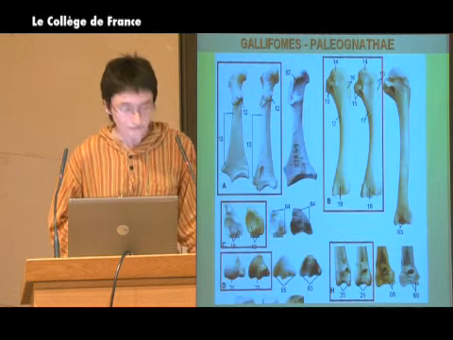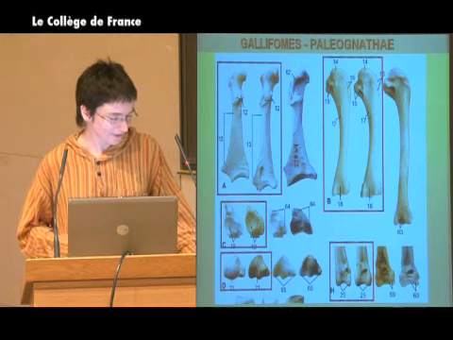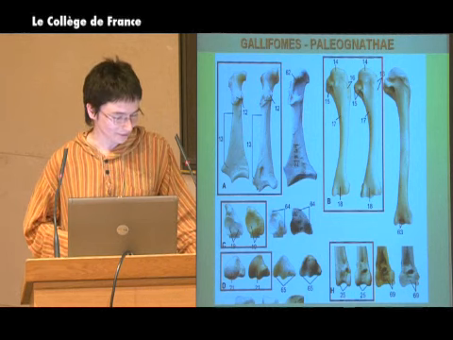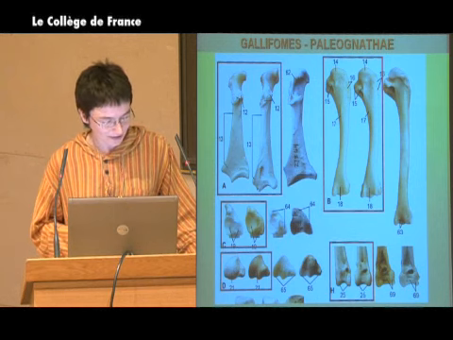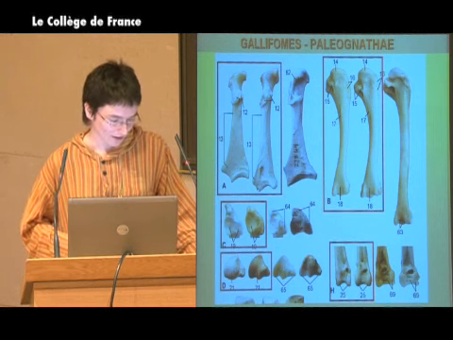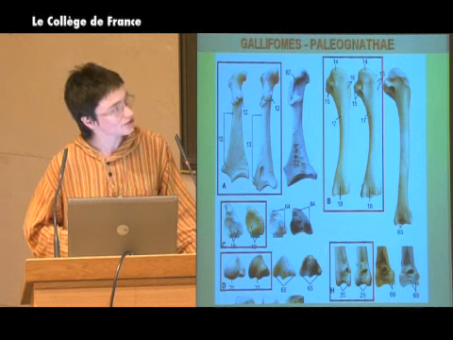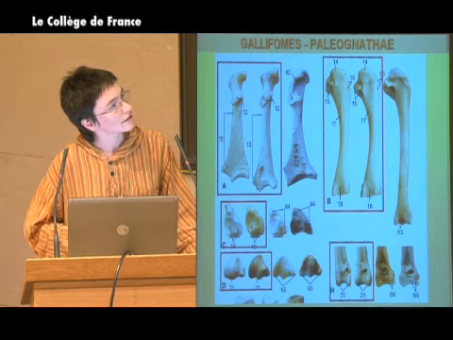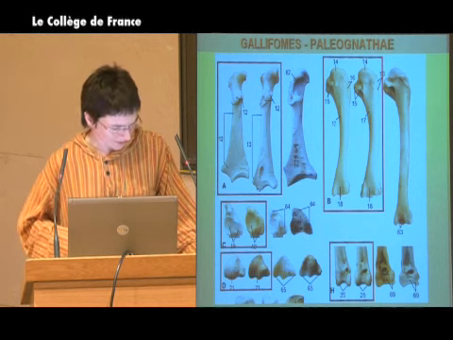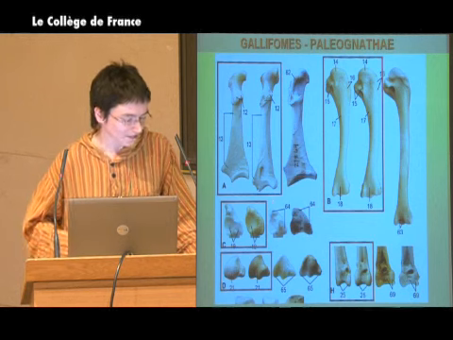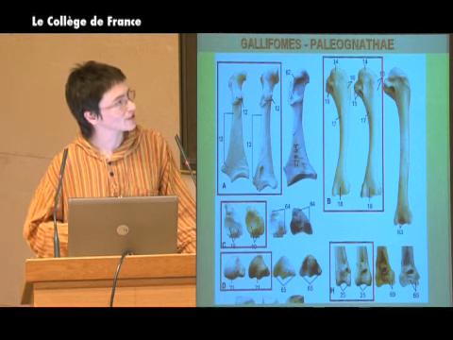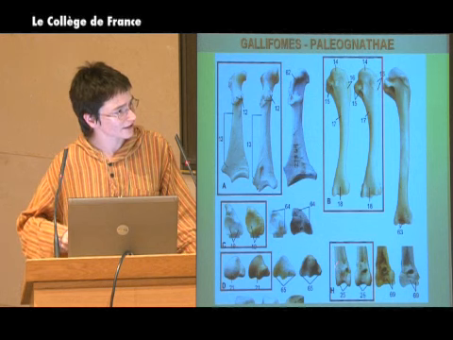So here, I do not have time for detailed comparison, but I show a few features which group galliforms and palaeognaths. And galliforms are very similar, especially to tinamous, and they are remarkably similar to each other compared to other neognaths, here represented by ducks and false-toothed birds. And I won't detail, but this includes features of the coracoid, humerus, proximal ulna, distal ulna, and tibiotarsus.